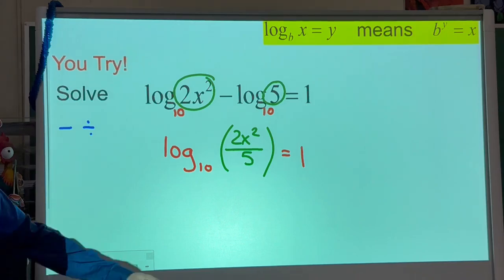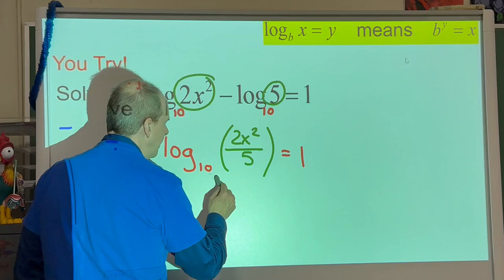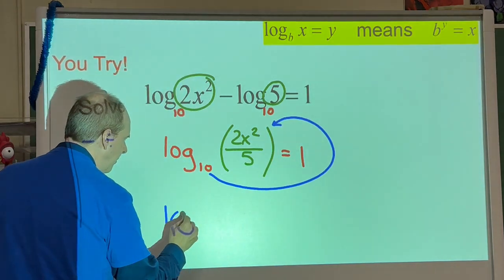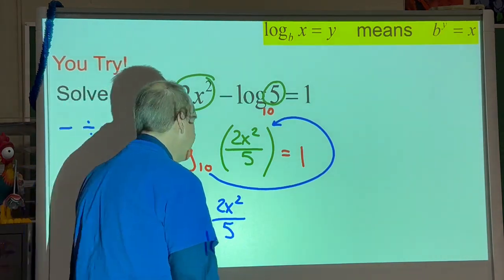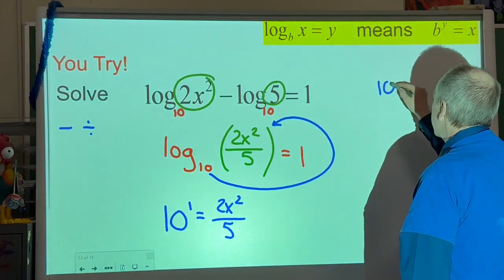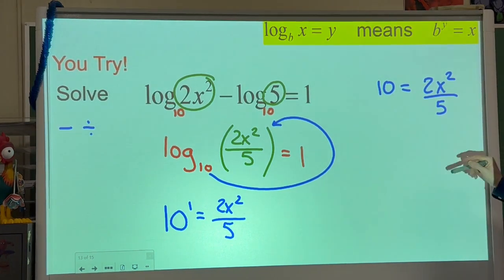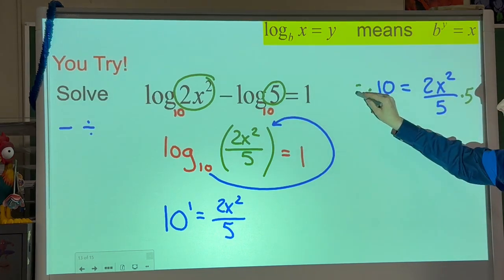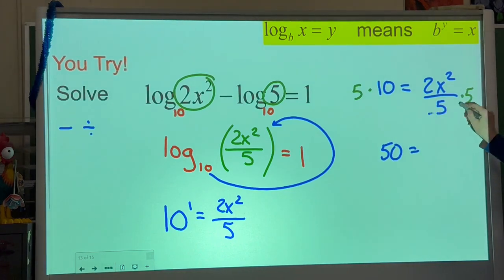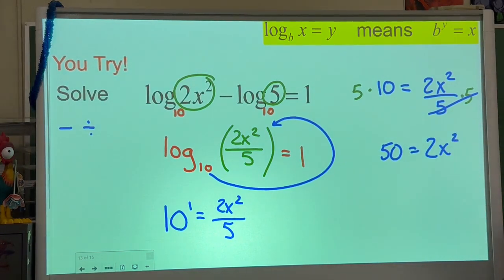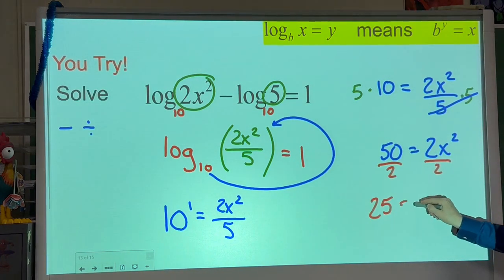Now that we're in a single logarithm, I can't really simplify this any, but what I can do is use my loop method. 10 to the first power equals 2x squared divided by 5. 10 to the first is 10 equals 2x squared divided by 5. To get rid of the divide by 5, we could multiply both sides by 5. So 5 times 10 is 50. These 5's cancel, leaving 2x squared. Divide by what's in front of the x. 25 is equal to x squared.